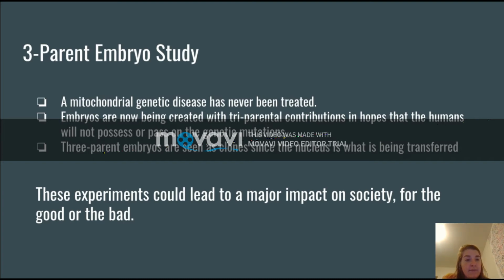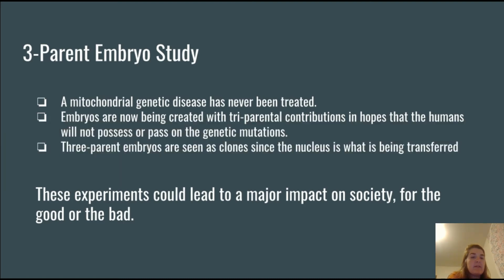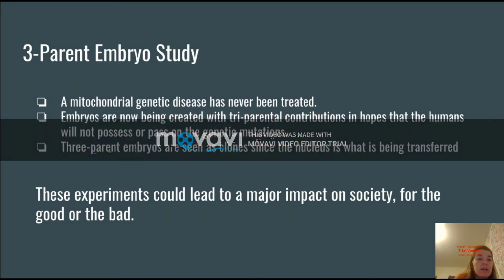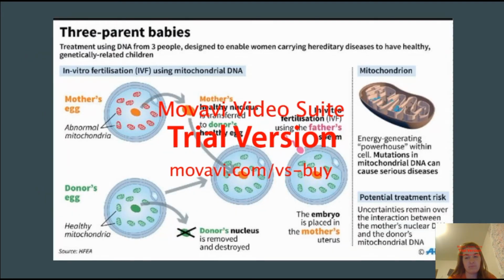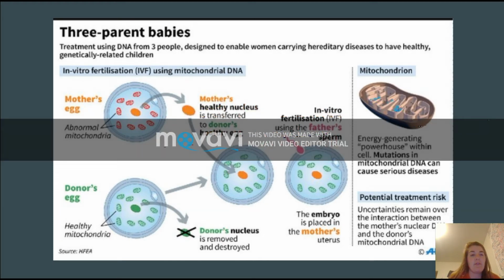A mitochondrial genetic disease has never been treated. The embryos are now being treated with triparental contributions in hopes that the humans will not possess or pass on the genetic mutations. The 3-parent embryos are seen as clones since the nucleus is what is being transferred. So all of these experiments could lead to a major impact on society, for the good or the bad. And this shows the three-parent babies and how there's the mother egg and the donor's egg with the sperm.